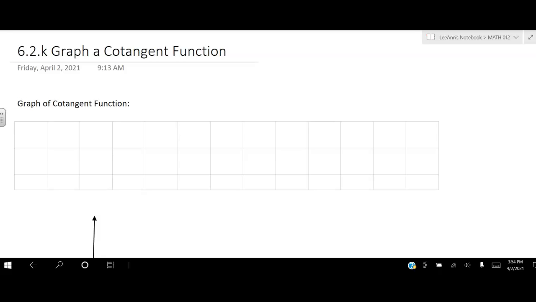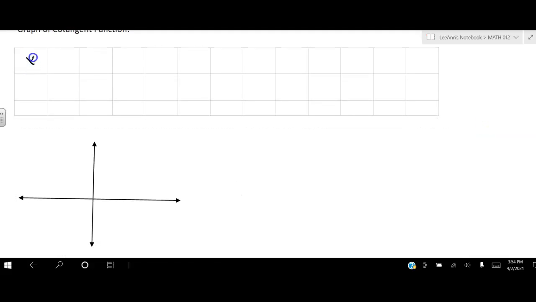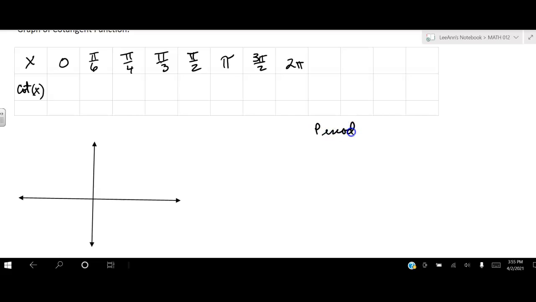So we've got one more trig function to do the graph for, and that's cotangent. Okay, so we'll start with the way we've been doing it. Cotangent of x, and then we're going to have 0, and then we'll do pi over 6, pi over 4, pi over 3. The next quadrantal angle, pi over 2, and then we'll just do some quadrantal angles, pi, 3 pi over 2, and then 2 pi. Now remember, the period for cotangent is pi.